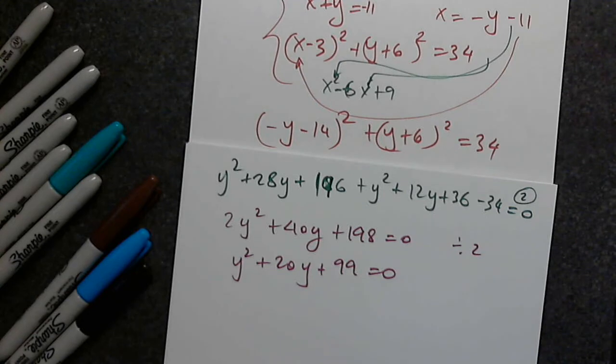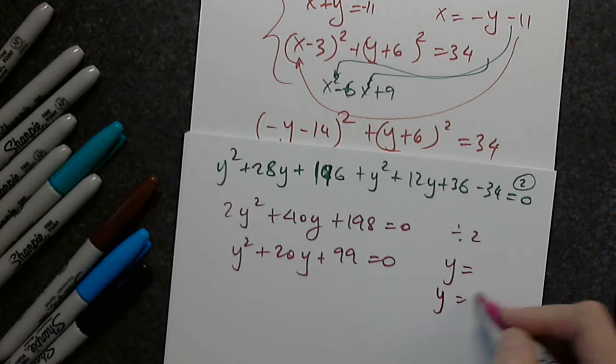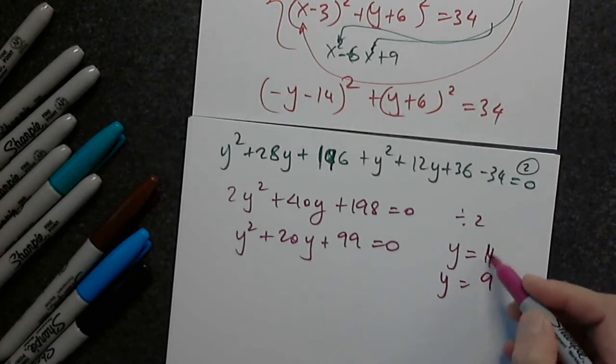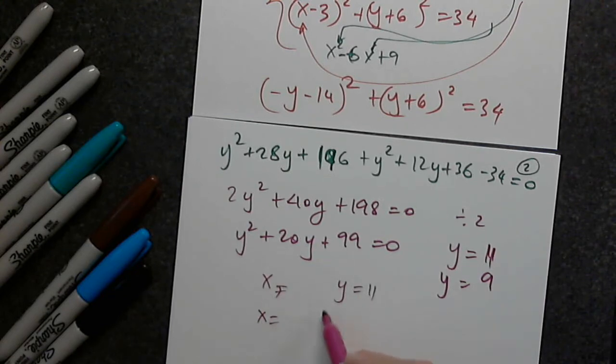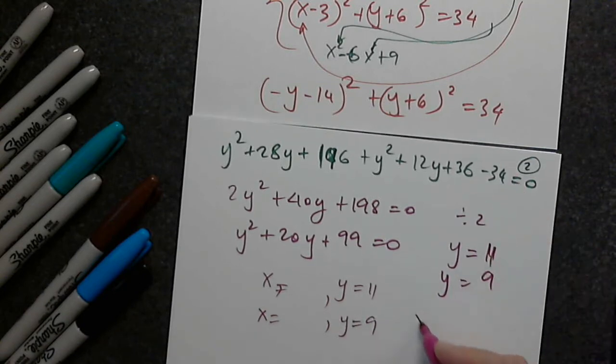Can anyone give us 2 solutions? Do we have 2 solutions for y? Yes, Dana, go ahead. 11 and 9. I agree. So if y is 11, we have to determine x. Oops, when y is 11. And we have to determine x when y is 9. And I'll copy x equals negative y minus 11.